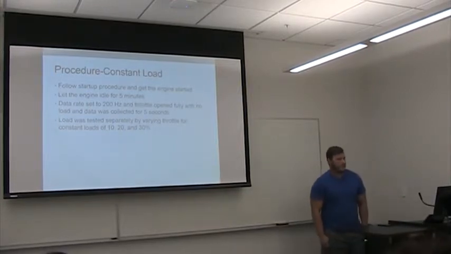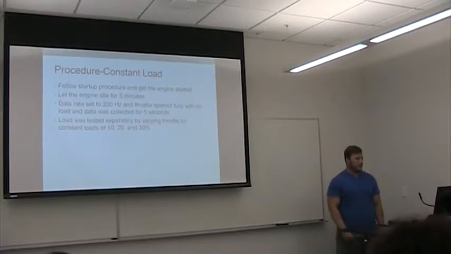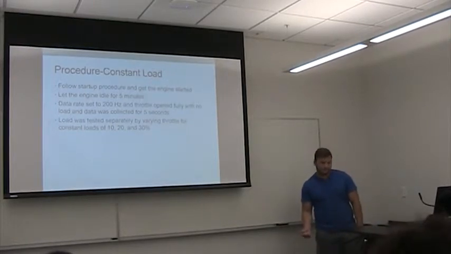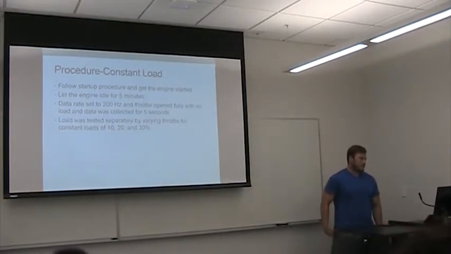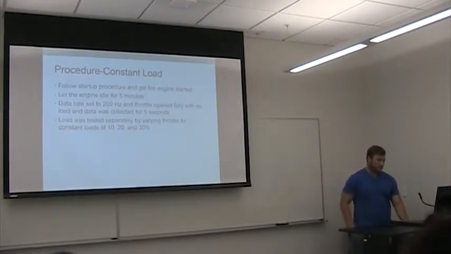Alright, so the procedure for the constant load, basically we just start up the engine, let it idle for 5 minutes, make sure it warms up, set the data rate to 200 hertz, and then open the throttle. Each time we tested it, the data was collected for 5 seconds, and that was for 0 load, 10% load, 20% load, and 30% load.